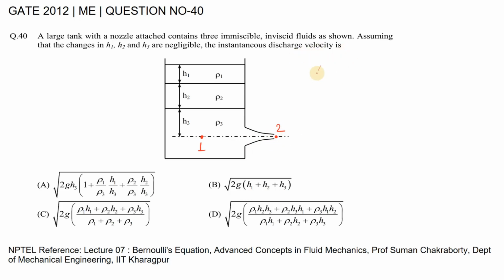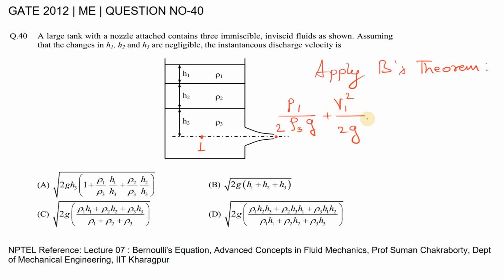Apply Bernoulli's theorem between point 1 and 2. So what we can write here using Bernoulli's theorem, P1 upon rho 3 G, the density here is rho 3, plus V1 square upon 2G, plus Z1, the potential energy head, will be equal to P2 upon rho 3 G, the density remains same here, plus V2 square upon 2G plus Z2.